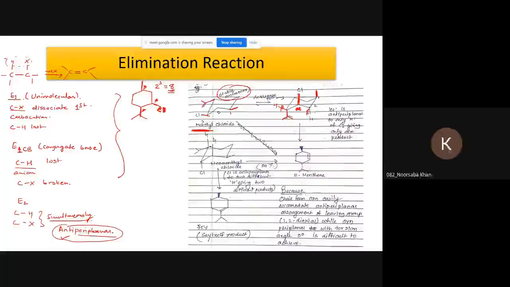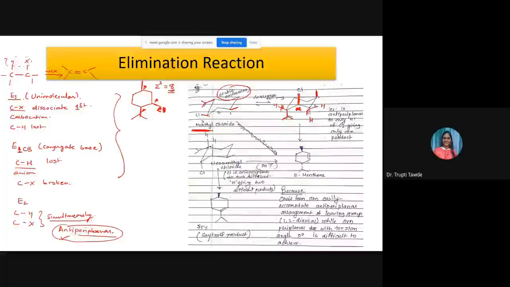No. Now look at the beta dash. Is it having a proton? Yes. How many protons? 2. Axial and equatorial both. But which of these will be lost? Only axial will be lost, right? Equatorial is cis to chlorine, axial is anti to chlorine.